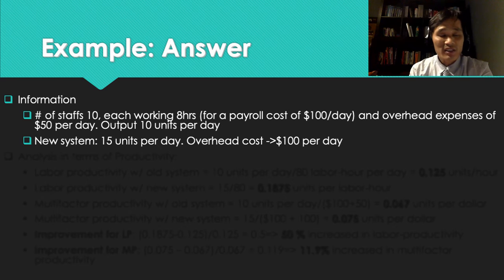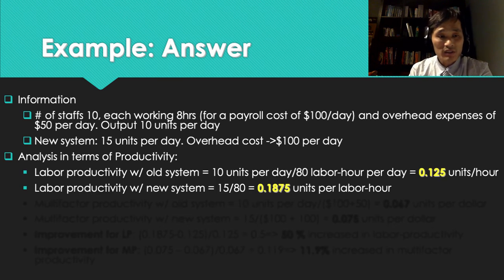Given this fact, how can we calculate the labor productivity? Labor productivity with the old system will be 10 units per day and 80 labor hours per day, because 8 hours and 10 people work every day. That's 10 divided by 80 labor hours, which gives 0.125 units. So that's the productivity with the old system.